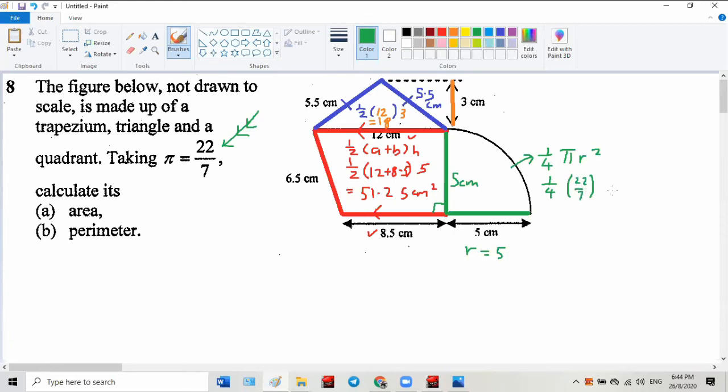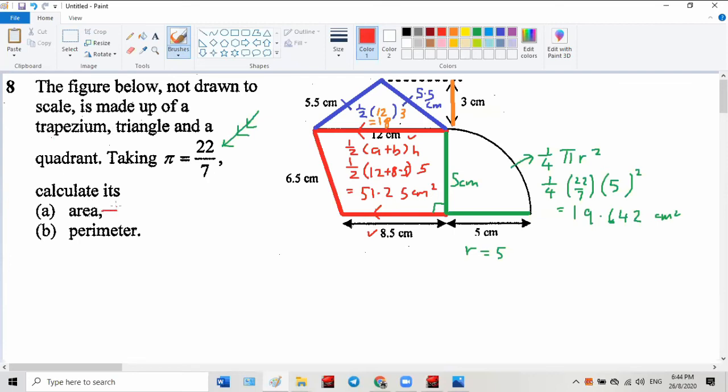What is the r? What's the r? 5. In that case, square. Use the calculator. Tell me what's the value. 19.642. Yuan, agree or not? Yes. cm squared. Okay.